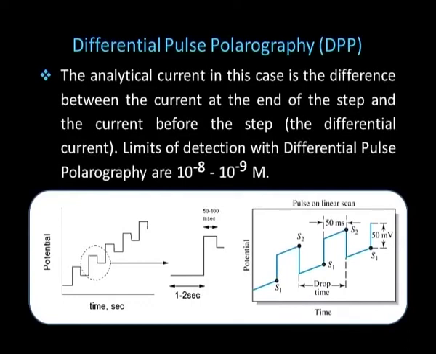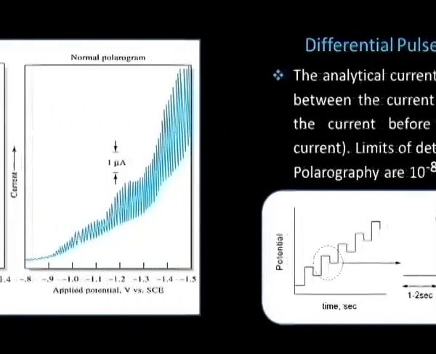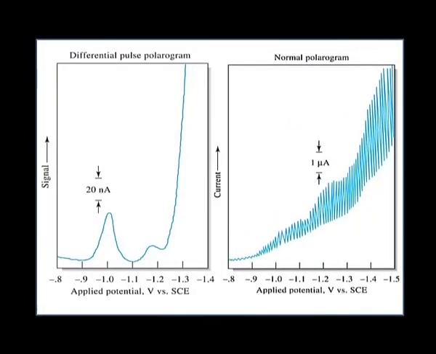Here we can easily go up to 10 raised to the power minus 8 to 10 raised to the power minus 9 molar. Here you can see a differential pulse polarogram. Since we are plotting the change in current or the difference in current with applied potential, we get a peak in place of normal polarograms, which are S-shaped polarograms.